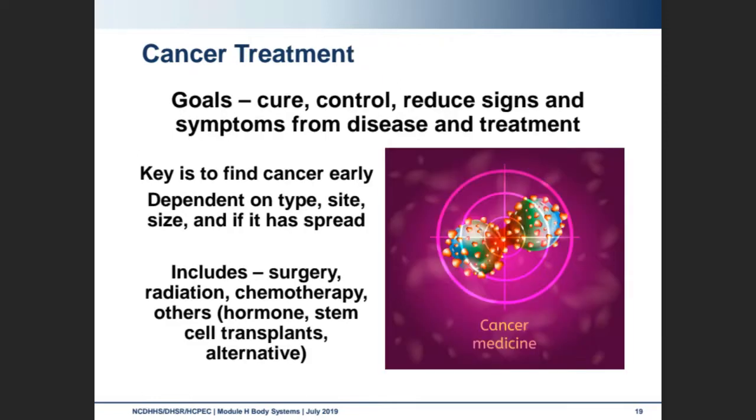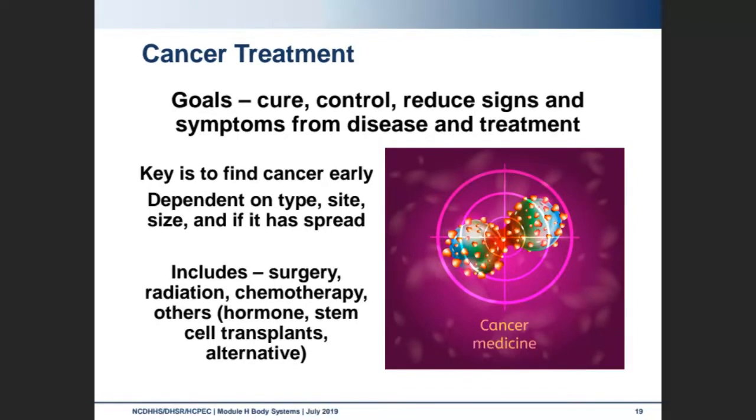Now, there are several different cancer treatment options. The goal of treatment is to cure or control or reduce the signs and symptoms of the disease. So if we cure, that's removing the body and killing cancer cells, right? Controlling it, we're helping the residents to live longer. And then reducing signs and symptoms from disease, not only disease, but treatment as well.